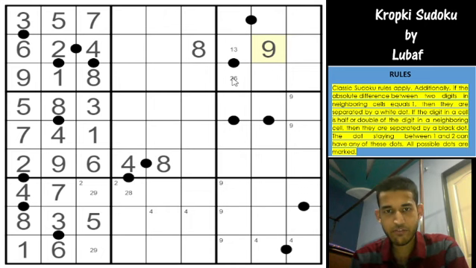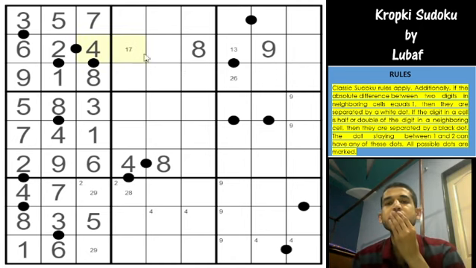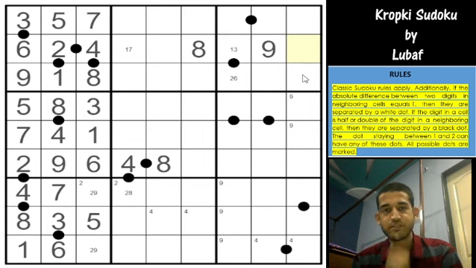Remaining digits are 1, 3, 5 and 7. You can't have 3 and 5 here. So that's a 1 and 7 because there is no white dot. So 5 goes here or here.